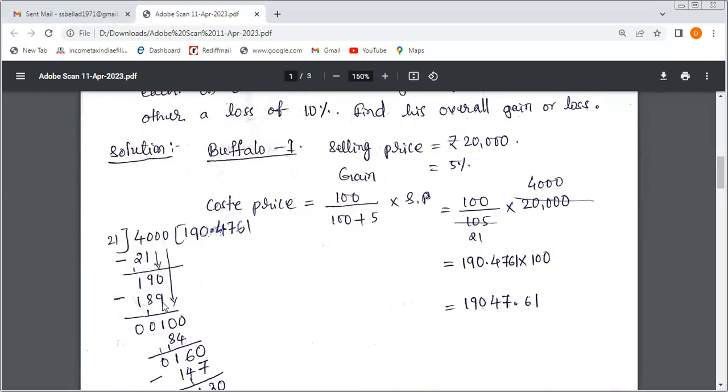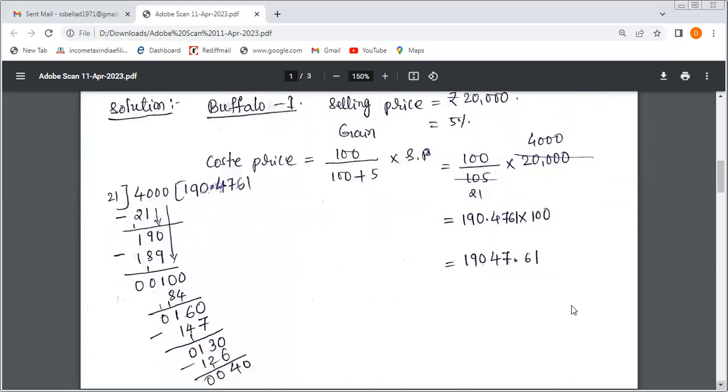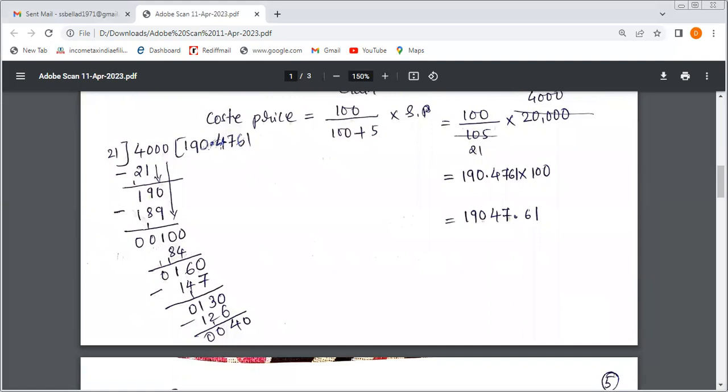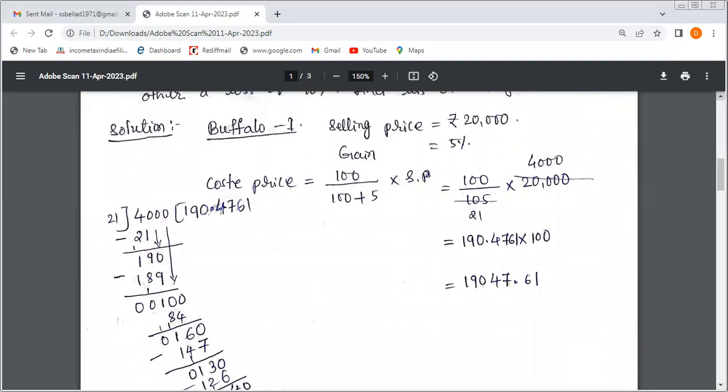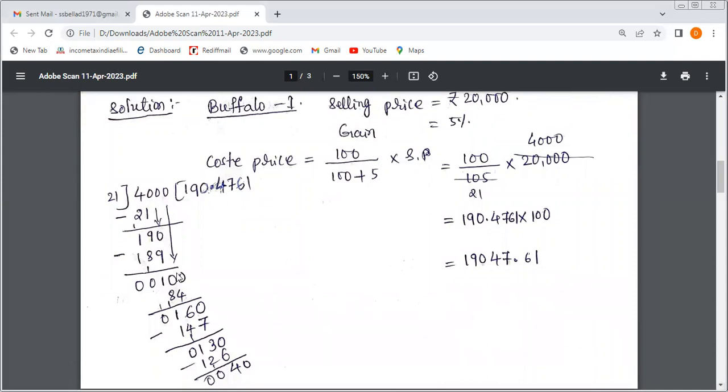You have to go down carefully, because division is also equally important in mathematics. You should be thorough, or you should be perfect. Then only you can get the accurate answers. So in the division of 4,000 divided by 21, recurring is there. So I left here. By this time, you have got the quotient as 190.4761.